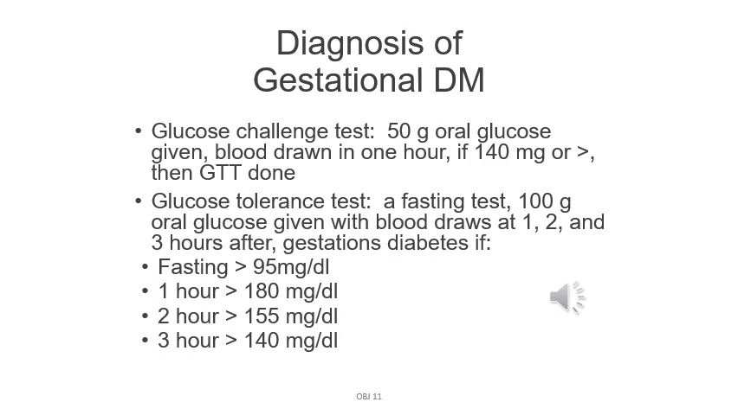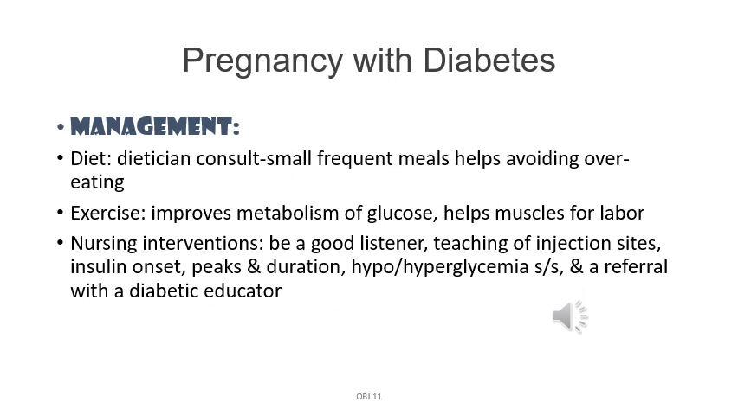And you will be diagnosed with gestational diabetes if your blood draws are higher than any of these levels shown here. Remember, gestational diabetes is only during pregnancy. So, management of diabetes: again, dietitian consult, small frequent meals help avoid overeating. Exercise is so important. It improves metabolism of the glucose and helps the muscles for labor. Nursing interventions: you need to be a good listener, teaching of injection sites, insulin onset, peaks and duration, hypo and hyperglycemia signs and symptoms, and a referral to a diabetic educator.